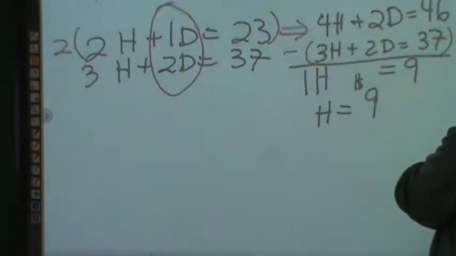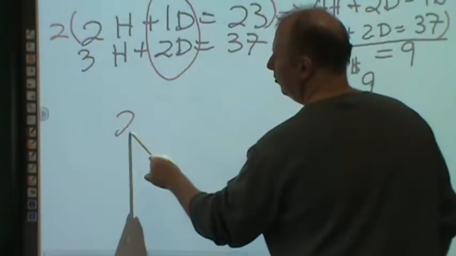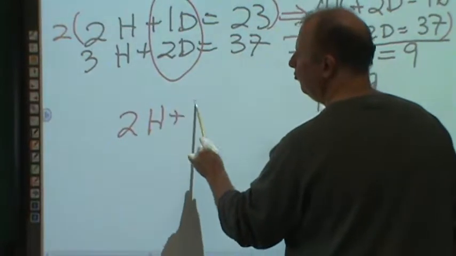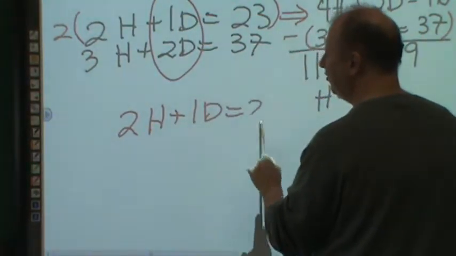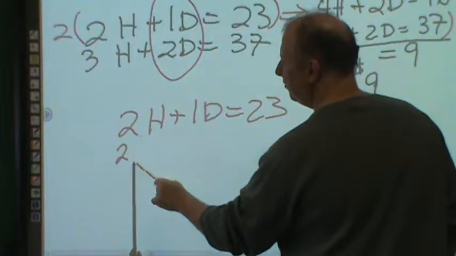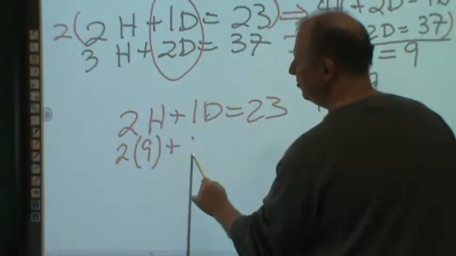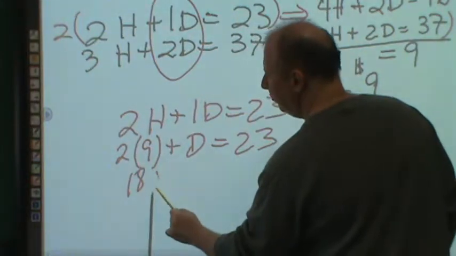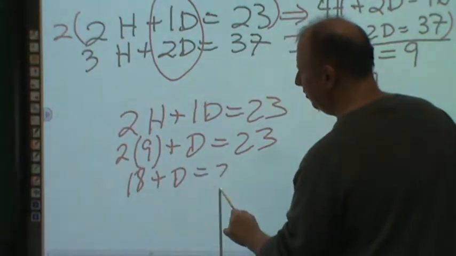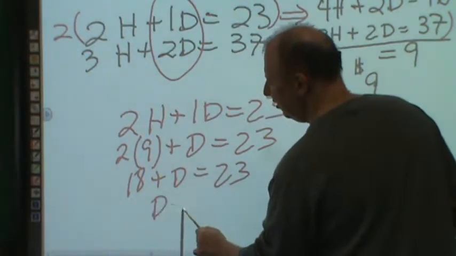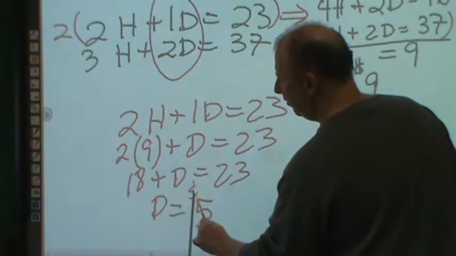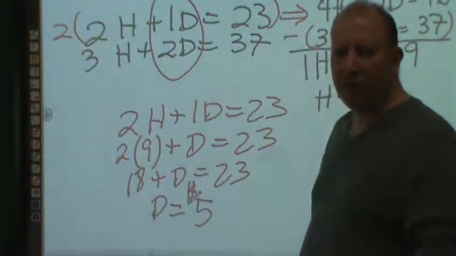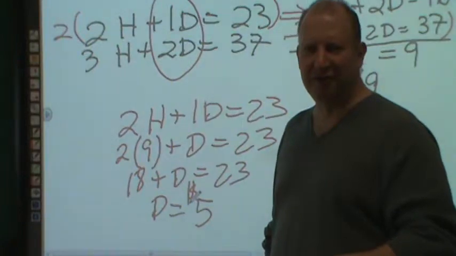Well, if a hot dog is $9, and 2 hot dogs and 1 drink is $23, then 2 times 9 plus D equals $23. 18 plus D equals 23. So D is 5. So a drink would cost $5.